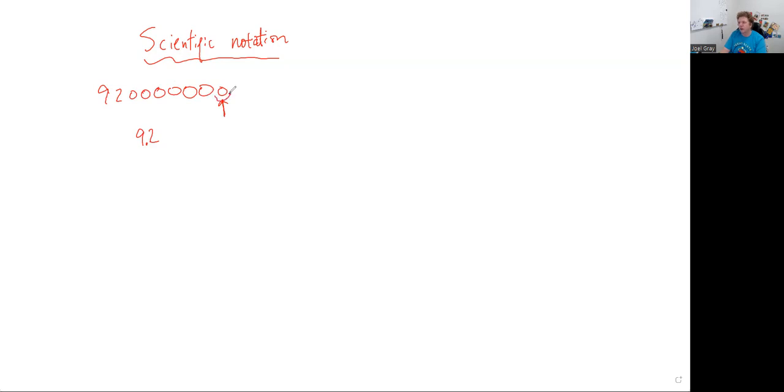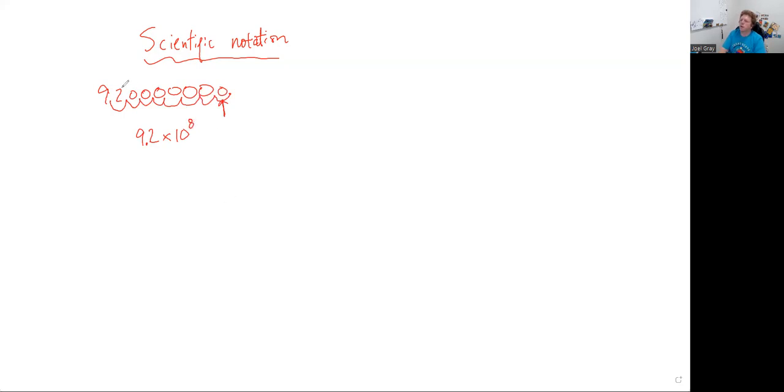It would be here: 1 2 3 4 5 6 7 8. So you're going to write 9.2, and then you're going to multiply by 10 to the, and then since we moved our decimal, and since this is a very large number, we're going to have a positive exponent. It's going to be times 10 to the 8th.